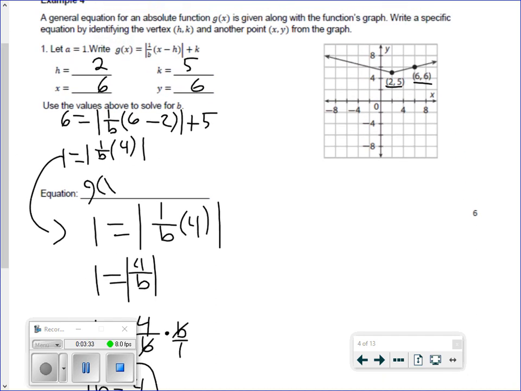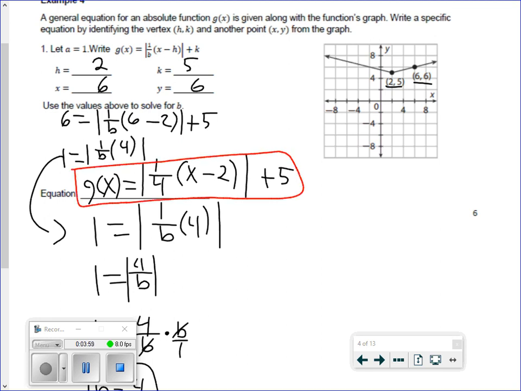So we get g of x. Remember, do not plug in your y and x points that you used back into your answer. So it's just g of x. We're not going to use 6. That's going to equal the absolute value of 1 over our b value of 4, multiplied by our x value, minus our h of 2, all plus 5. Let's go ahead and box this so we don't get confused. But that's what we get.